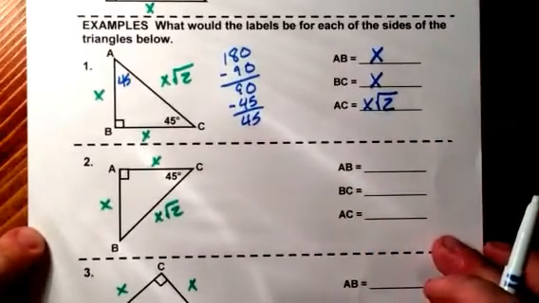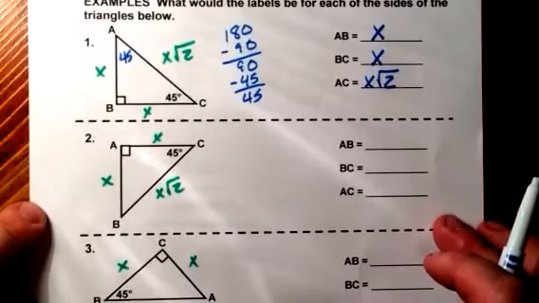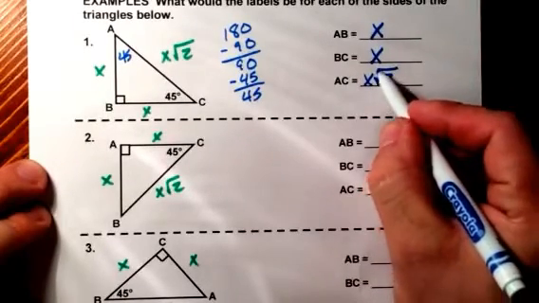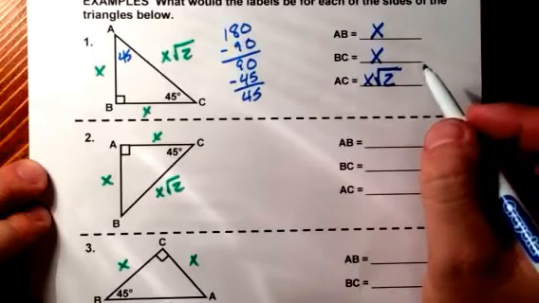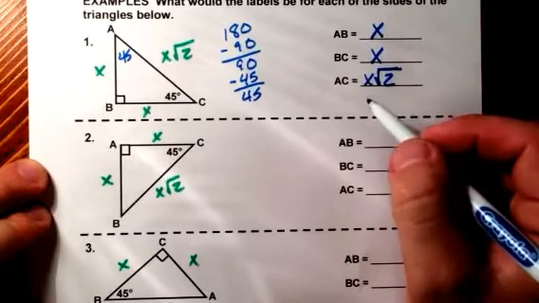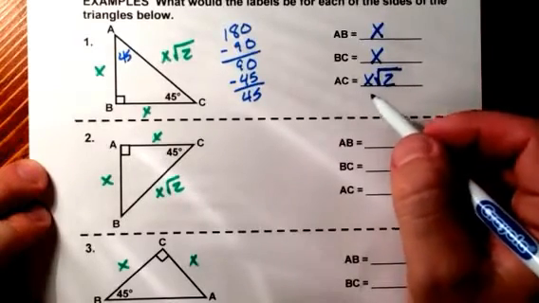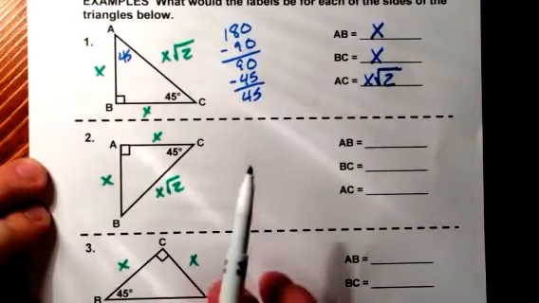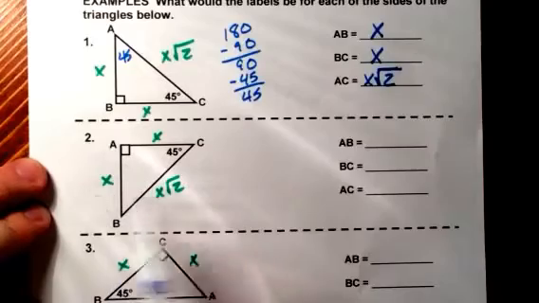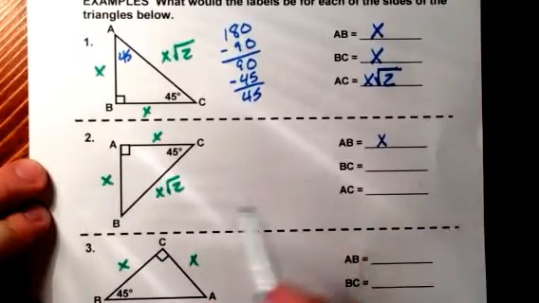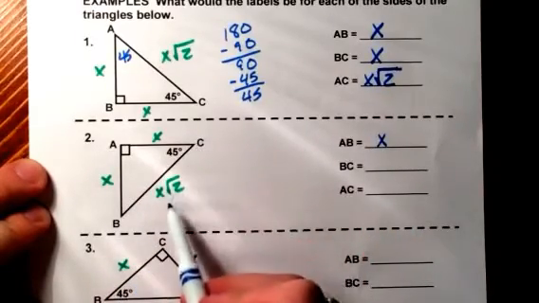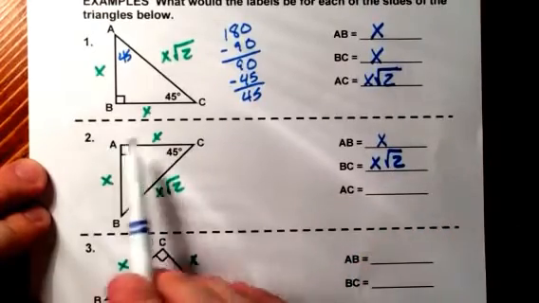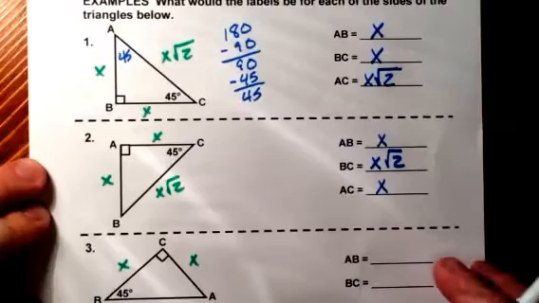Notice I said radical 2 and square roots of 2. I've said them both. Both are acceptable ways to say that. But that is considered a radical sign, and you're taking the square root of 2. So you could say X square roots of 2 or X radical 2. Either one is acceptable. Looking down at example number 2. AB would be X. BC now is our hypotenuse, which is X radical 2, and AC is X.